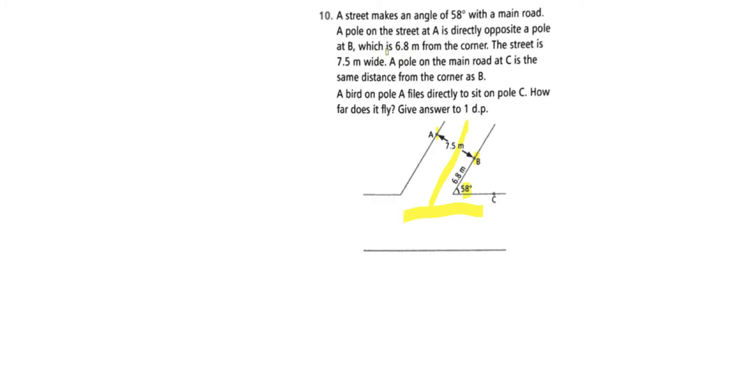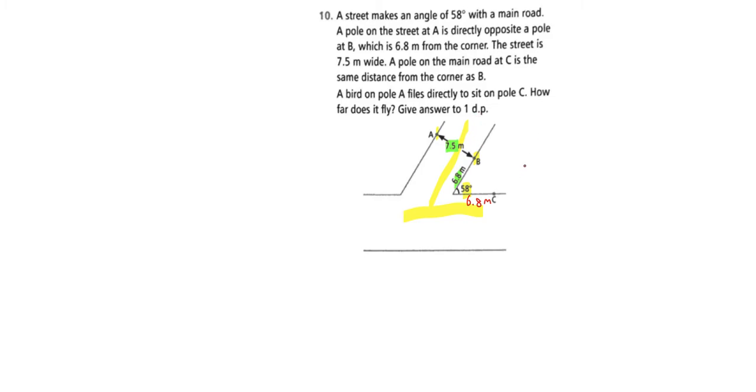And then it is 6.8 meters from the corner. So this is 6.8 over there. And then the street is 7.5 meters wide, so 7.5. And then a pole on the main road at C over here is the same distance from the corner B, so which means over here, by writing some information, this is going to be 6.8 meters. A bird on pole A flies directly to sit on pole C. How far does it fly? Give answer to 1 dp.